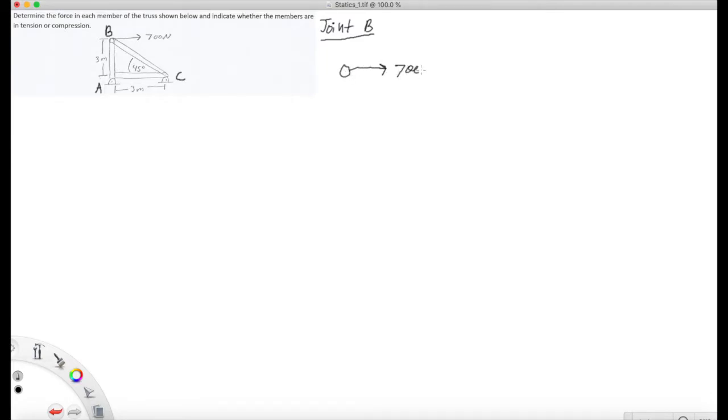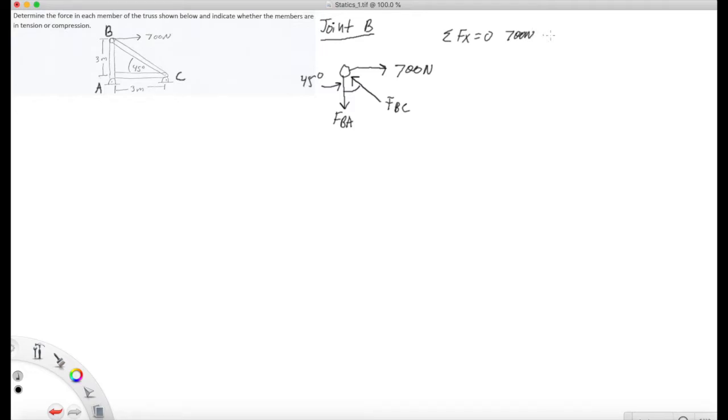We're going to draw the free body diagram, and in the free body diagram we have the force that's given acting in the positive x direction, and then we have another force FBA acting in the negative y direction, and then we have the force FBC, which has both x and y components. So we're going to write the equilibrium equations in terms of both the components of x and the components of y. So starting for joint B, we're going to write the summation of Fx equals 0.